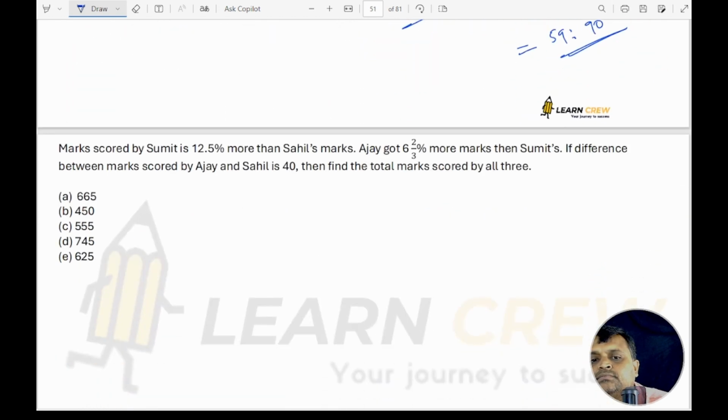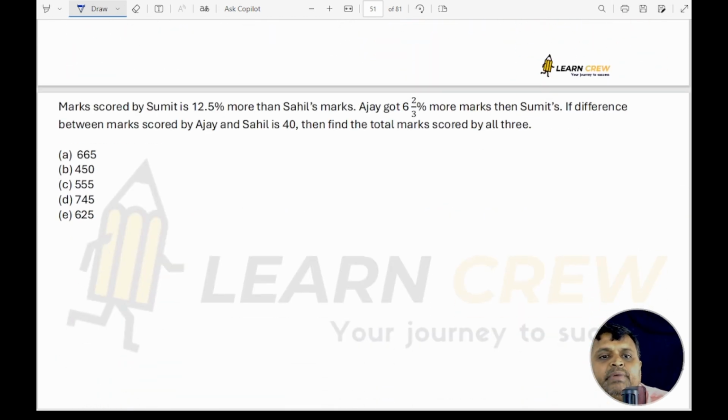Now marks scored by Sumit is 12.5 percentage more than Sahil's marks. Ajay got 6.2/3 percentage more marks than Sumit. If the difference between the marks scored by Ajay and Sahil is 40, find the total marks scored by all the three. So see here, marks scored by Sumit is 12.5 percentage more than Sahil.